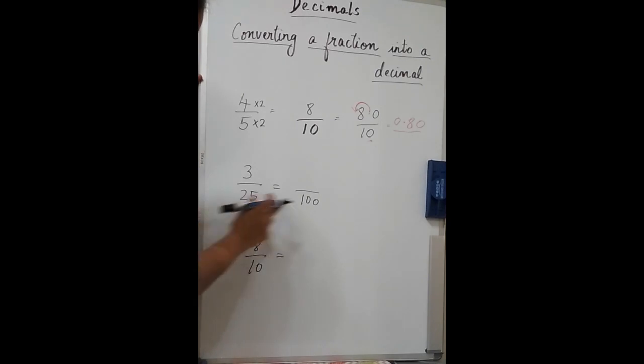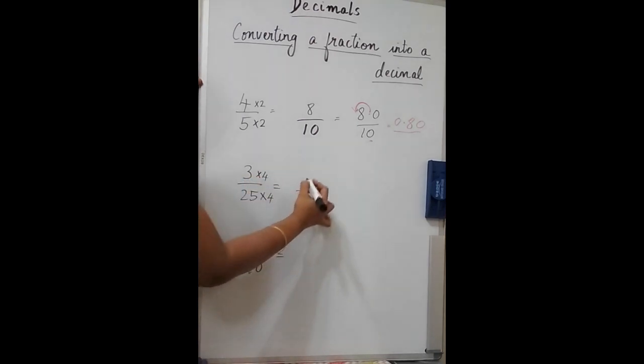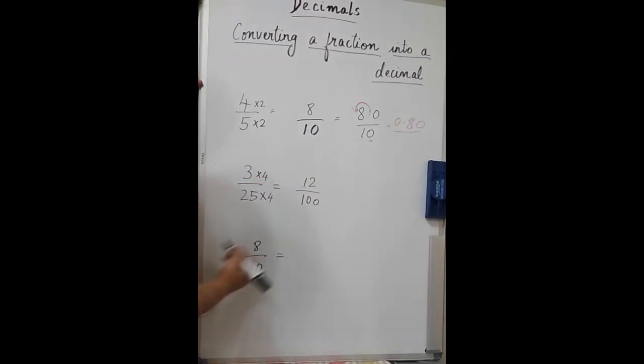How can I make 25 into 100? How can I change it? I can do that by multiplying by 4. If I multiply 4 to 25, I get 100, right? So if I multiply the denominator by 4, what should I do with the numerator? Numerator also I have to multiply by 4. So my answer is 12 by 100.